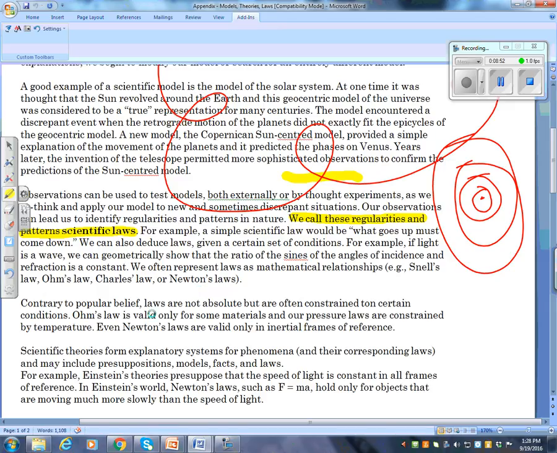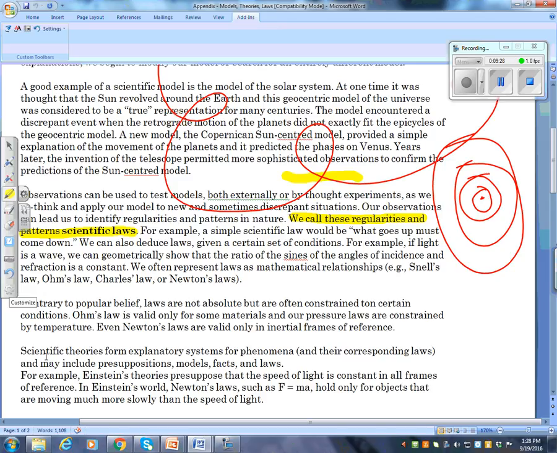Contrary to popular belief, laws are not absolute but are often constrained to certain conditions. In other words, laws aren't always true. Ohm's law is valid only for some materials, and our pressure laws are constrained by temperature. Even Newton's laws are valid only in inertial frames of reference. Here on Earth, what goes up must come down. Take this to the space station, what goes up never comes down. It keeps on going. So laws are not always true.